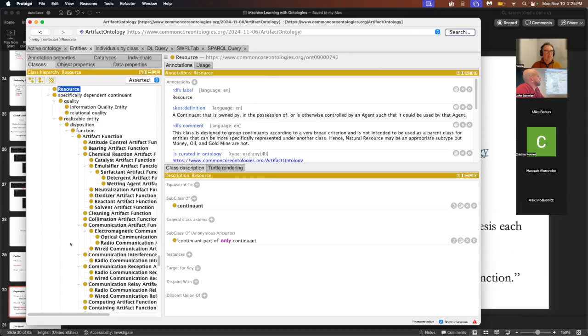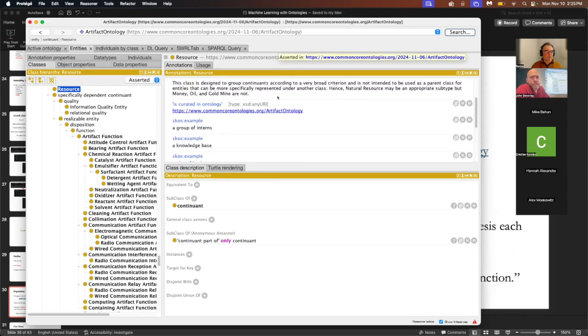We have the agent ontology. We don't have the owning or possessing relation. I have checked the agent ontology. Maybe there is another one, but we can just add resource as a subclass of owned by an agent, owning or possessing or something like that.